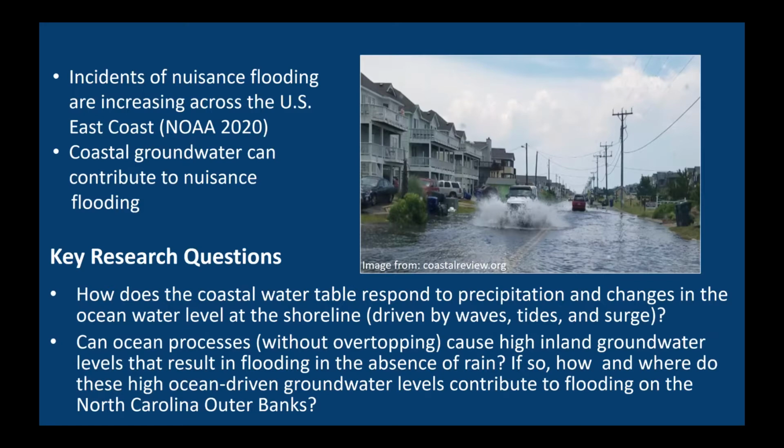And this has motivated our key research questions, which are: how does the coastal water table respond to precipitation and changes in ocean water level at the shoreline, driven by waves, tides, and surge? And can these ocean processes, without overtopping the dune, generate high enough groundwater levels to result in flooding in the absence of rain? And if so, where across the Outer Banks is this likely to occur?